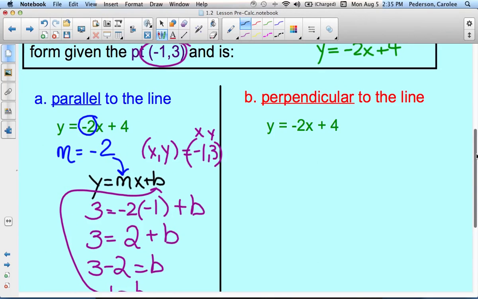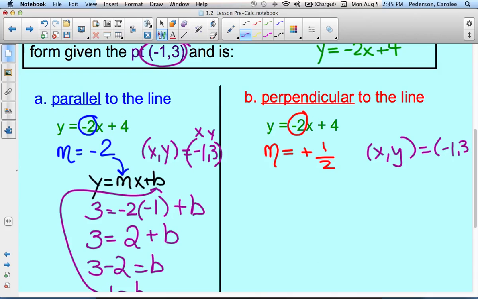For a line that is perpendicular, it's very similar to the one that we just did on the left as parallel, but something has to change. Remember, the slope is negative 2 for our line. Now with it being perpendicular, we're going to do the negative reciprocal. So it's going to be a positive 1/2 for its slope. And then it's the same point that we were given, negative 1, 3.